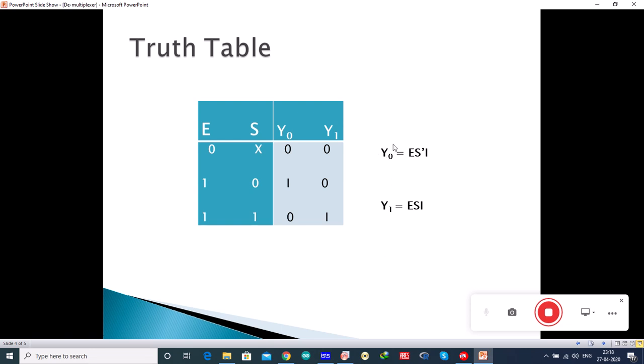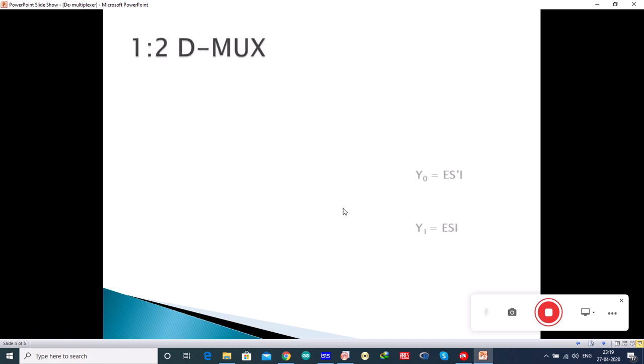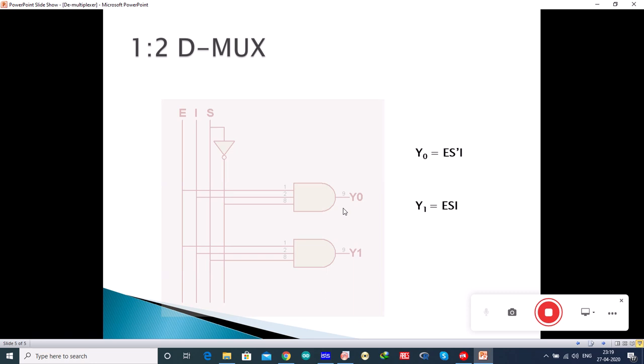So let us see how do we write for y0. y0 is equal to, when it is high, we will consider y0 is equal to e into s complement because it is 0, and I. When you take y1, it is e into s into I. These are the equations. Once you have the equations, it is easy to design the circuit.